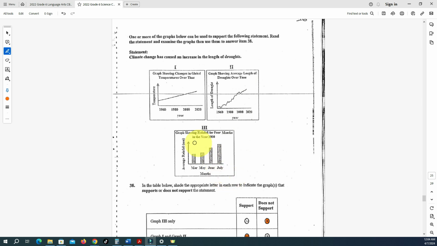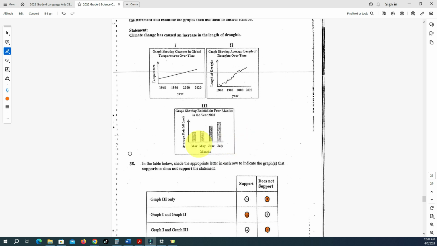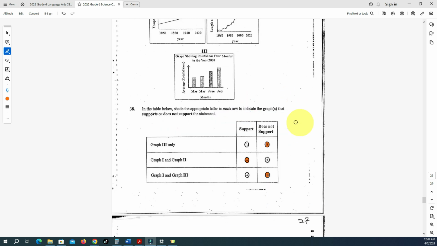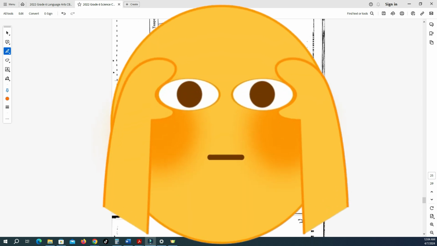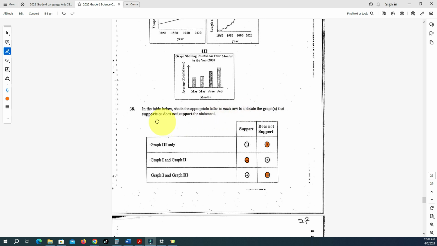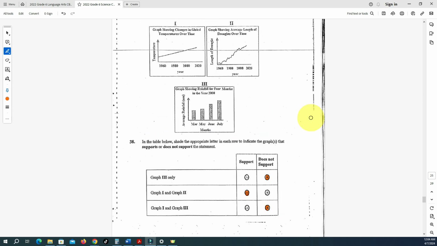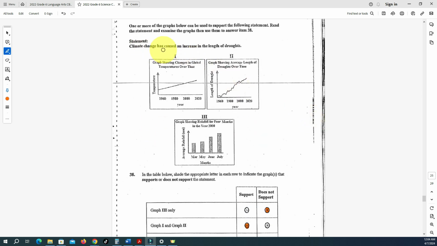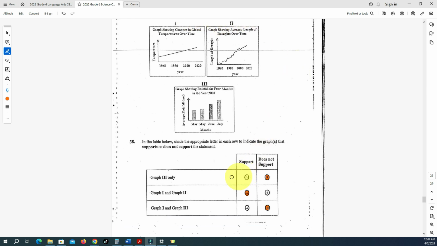Graph 3 is showing rainfall for 4 months in the year 2000. March, May, June, July. Not sure why they chose these months. I think this is a trick one. All right, in the table below, shade the appropriate letter in each row to indicate the graphs that support or do not support the statement. Climate change has caused an increase in the length of drought. I selected graph 3 only, does not support.